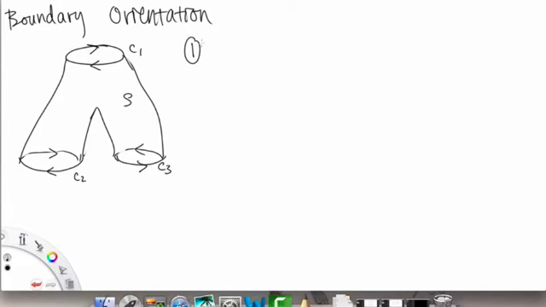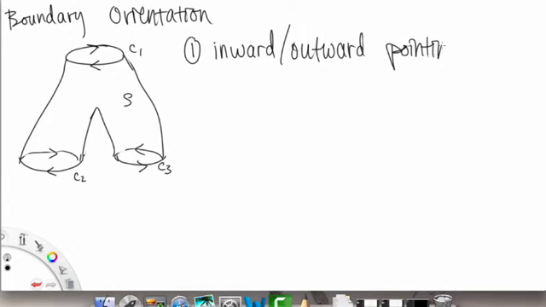So first of all, you have to decide whether you're using the inward pointing or outward pointing normal vector. What that means is, if you're on the surface, are you pointing out to the outer space, or inward, toward the inside of the blood vessel?